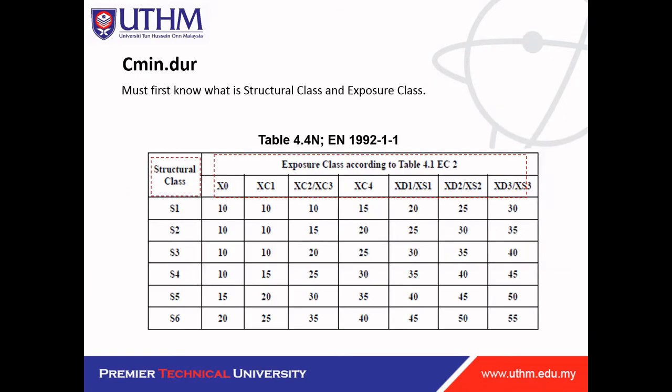To determine the C min for durability, first we must know the structural class and the exposure class. For the structural class, we have S1, S2, S3 up to S6. And for the exposure class, we have X0, XC1, XC2, XC3, XC4, and so on up to XA3.